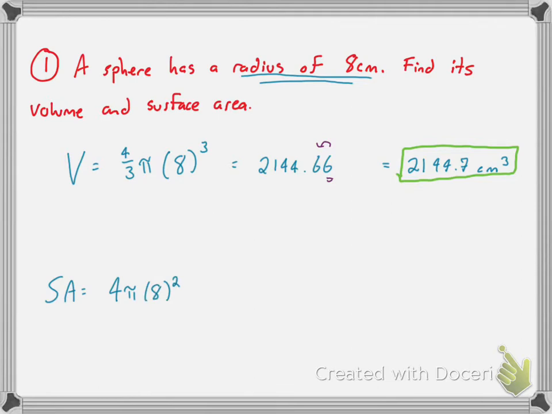If I want to find the surface area, again, all I got to do is plug in my radius. So now I have 4 pi times 8 squared. Just an example to show you again of leaving in terms of pi, that's what this would look like. All I did there was do 4 times 8 squared, and I left the pi alone. 256 pi, if I wanted to round, would be 804.2 centimeters squared.